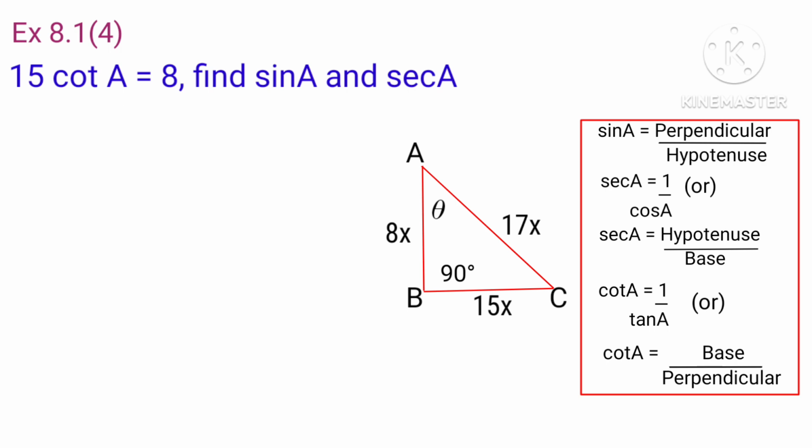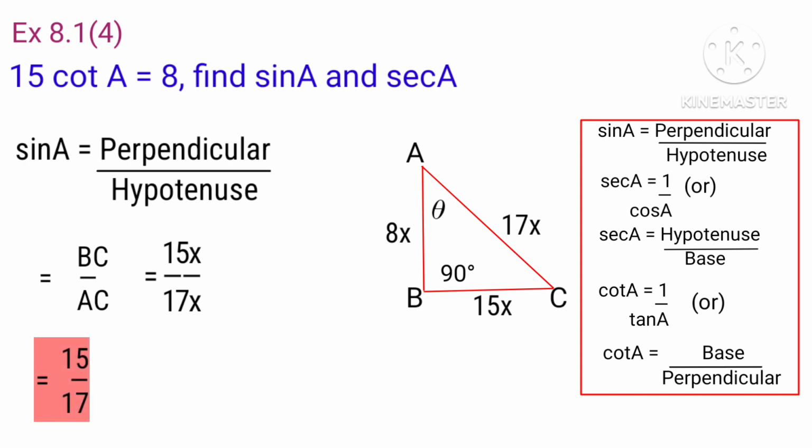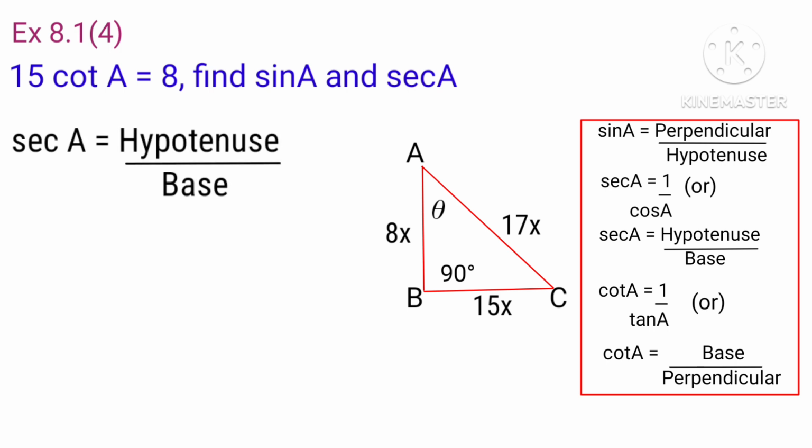Now we have to find the value of sin A and secant A. The formula for sin A is perpendicular divided by hypotenuse, that is BC divided by AC, that is 15x divided by 17x, and x will get cancelled, so we get 15 divided by 17. Next secant A. We have two formulas for secant A. One is 1 divided by cos A, or else you can reciprocal it and straight away write it as hypotenuse divided by base, that is equal to 17x divided by 8x, that is 17 by 8.